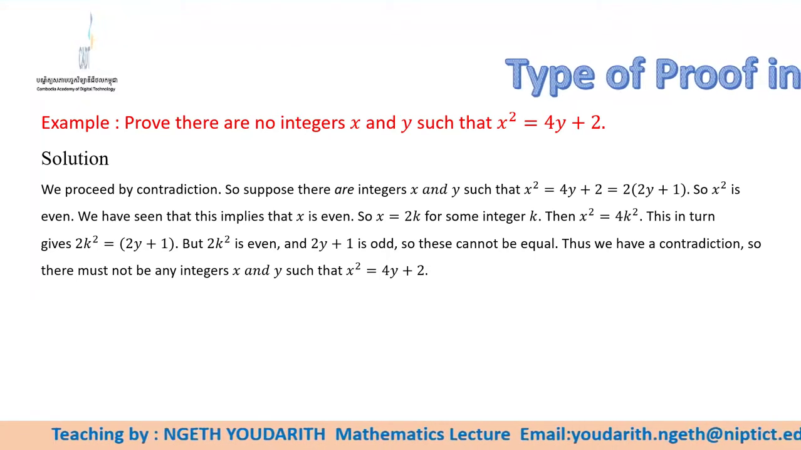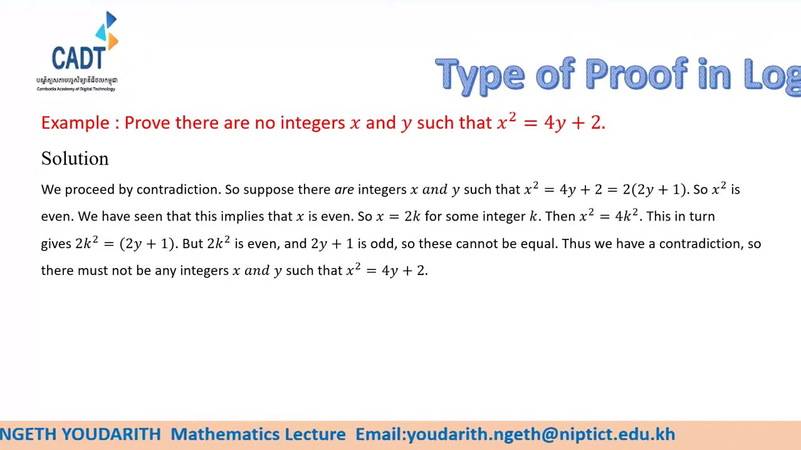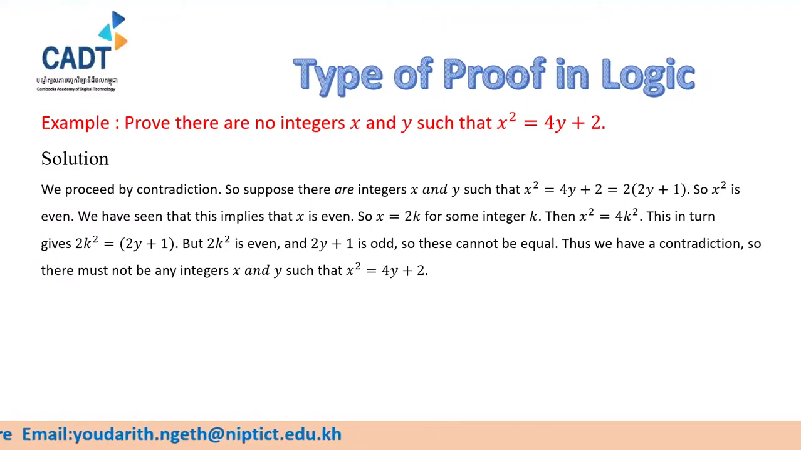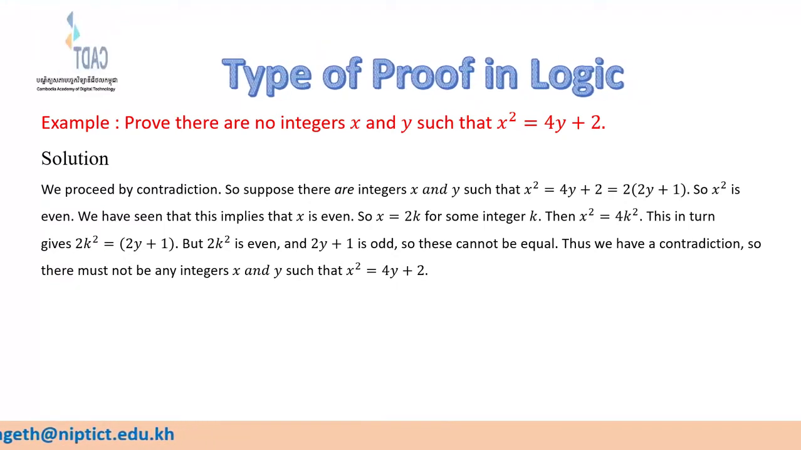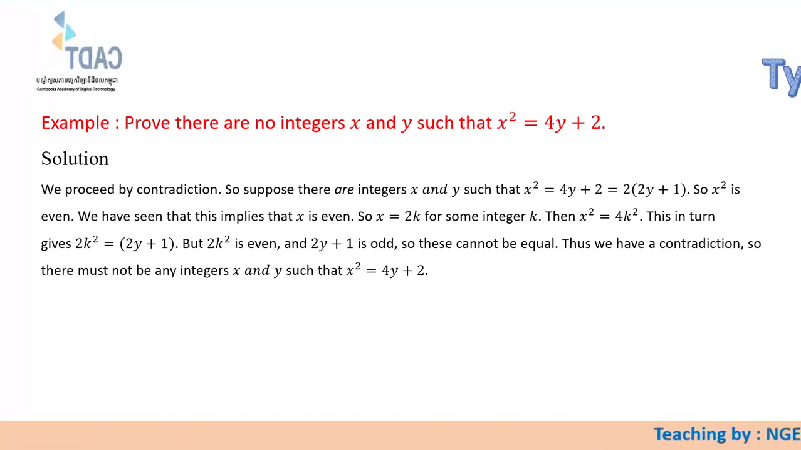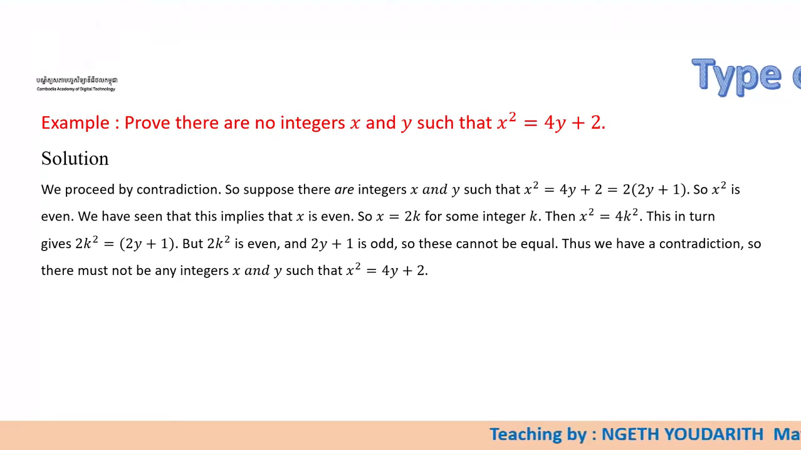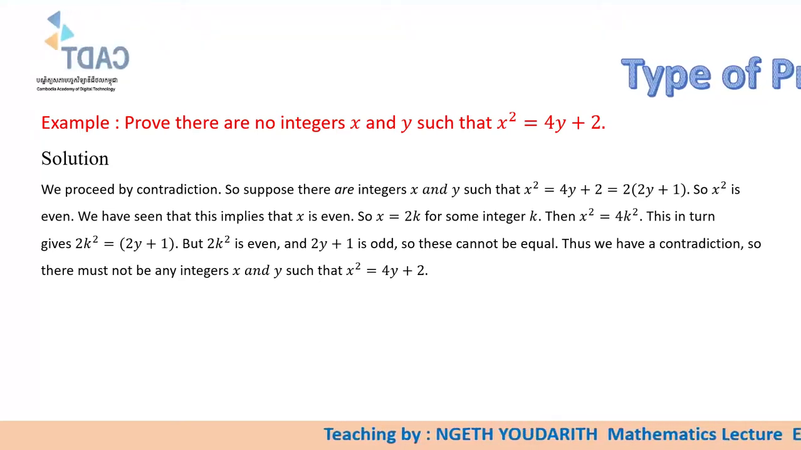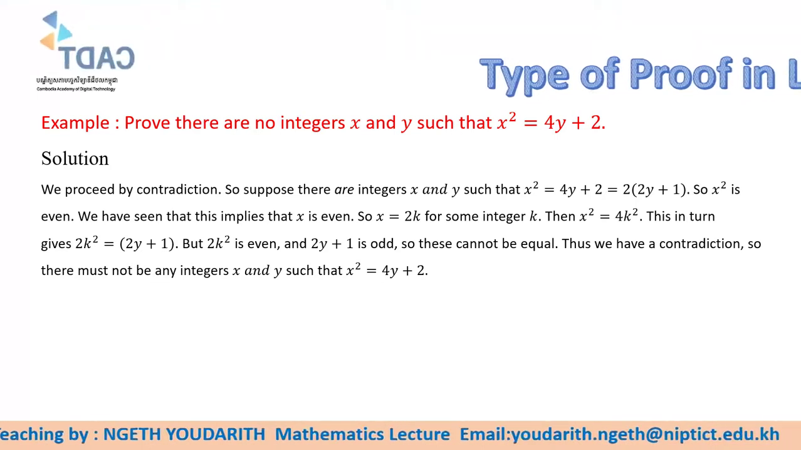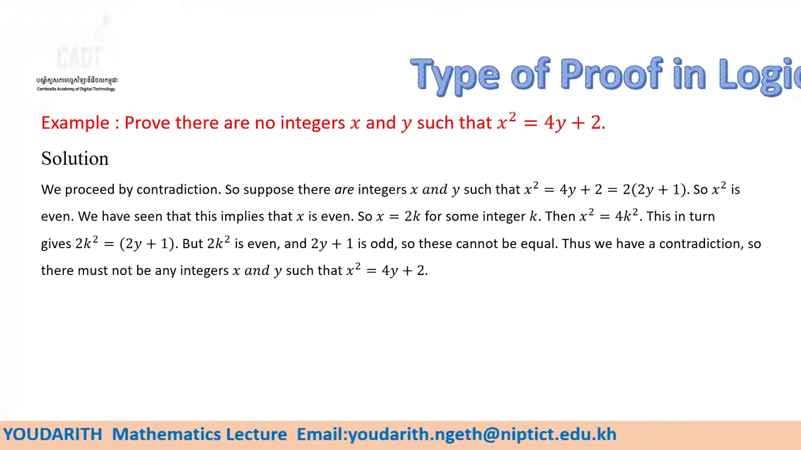Looking at 4y plus 2, we can factorize 2, and we get 2 multiplied by 2y plus 1. But 2y plus 1 is an integer, so x squared is an even number, since 2 times an integer is even.